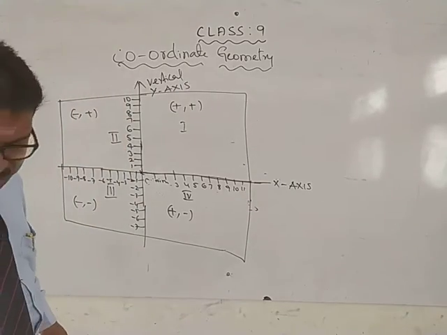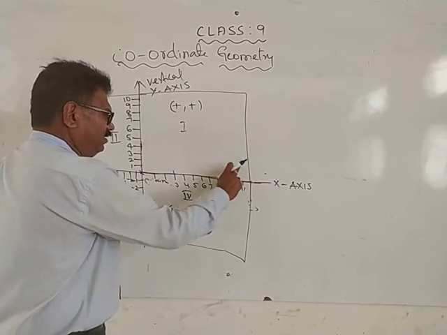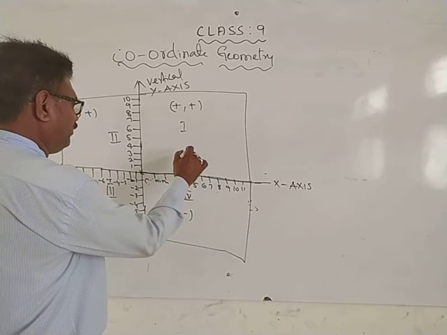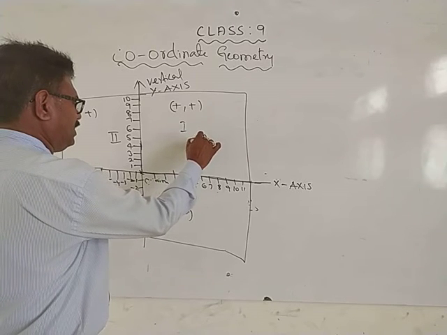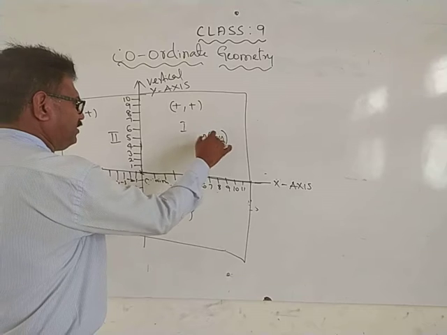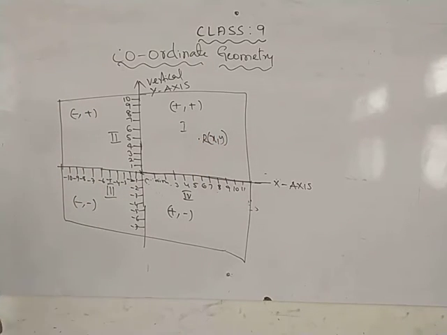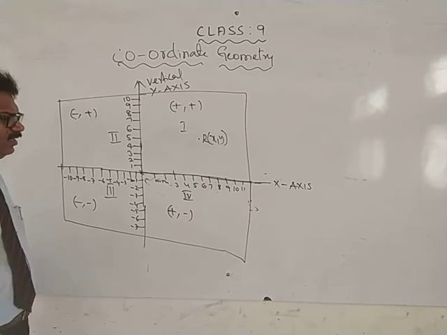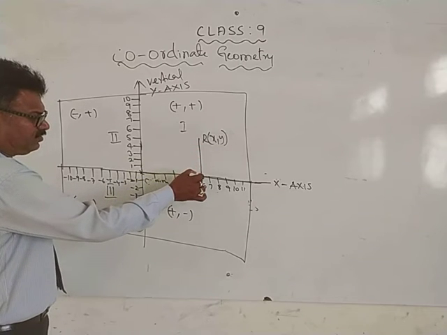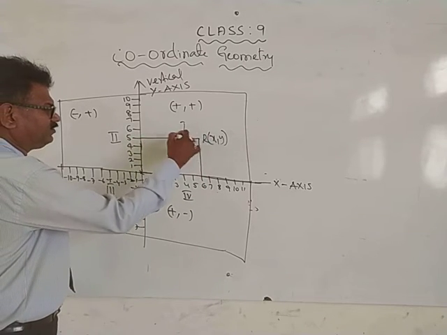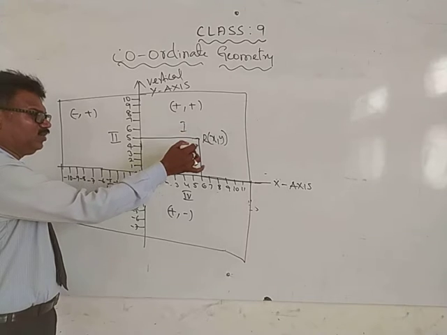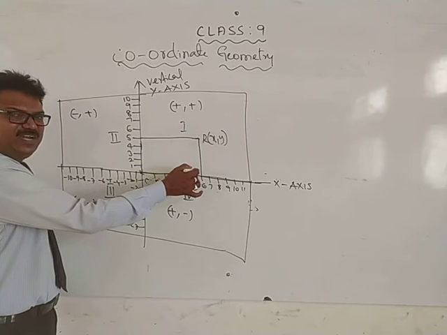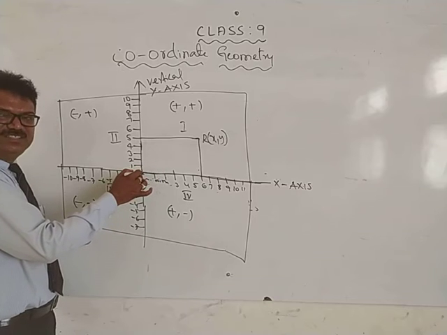Now, the next one is very simple. He will give the points. For example, R, and we should write the values of x and y. Very simple. Draw a line like this, and second, draw a line like this. From here to the x-axis is nothing but the y value. From here to the y-axis is the value of x.